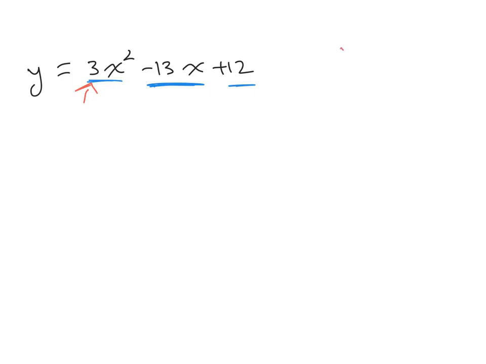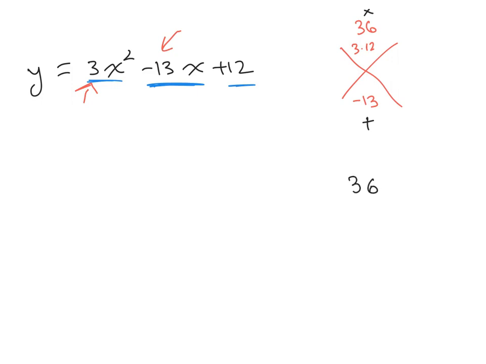We're still going to start with that little diamond puzzle. 3 times 12, that's what we've got to do. 3 times 12, that's 36. And our middle term is the -13. And so now we're looking for two numbers that multiply to 36 but add to -13. So let's think about numbers that multiply to 36.